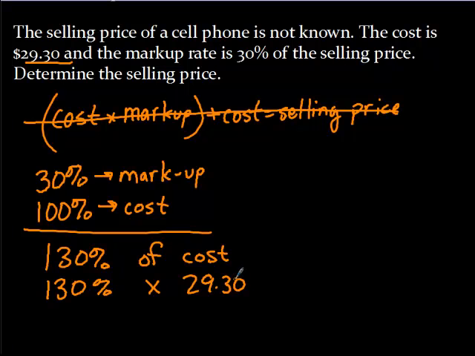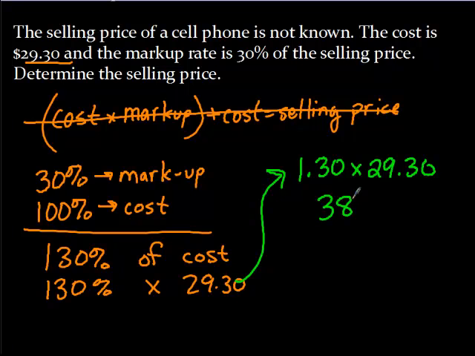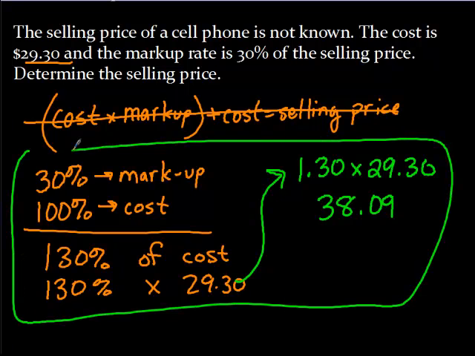We have a different problem. It's actually a little bit simpler to go through and solve. Not as many steps. 130%, use a different color and rewrite it up here. 130% is 1.30 multiplied by $29.30. We do this multiplication and we get an answer of $38.09.